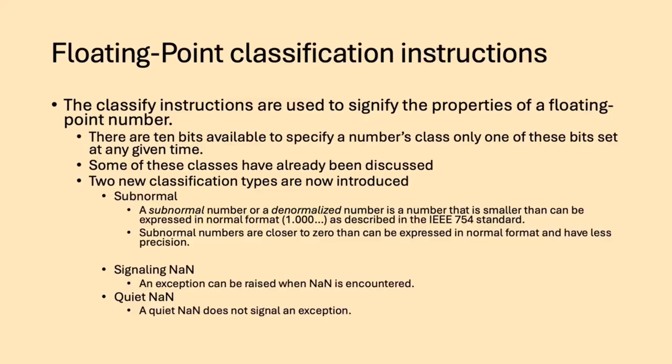Previously, we discussed not a number and infinity. There are actually two types of not a number, one which signals an exception and the other which carries on processing without generating an exception. There are also subnormal numbers, which may be too small to be normalized in the format 1 point remainder of the number. So 0.0000, etc. These numbers are actually very close to 0. So these are subnormal numbers.